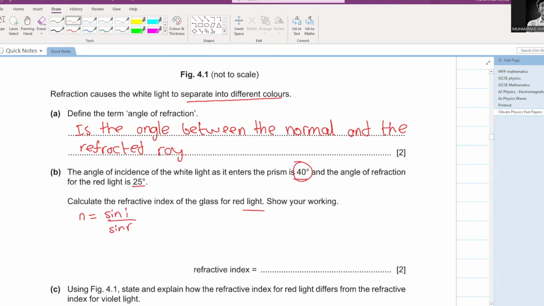I is 40 degrees, r is 25 degrees. The refractive index will become sin 40 divided by sin 25. This gives you an answer of what? Put this in the calculator. The refractive index comes out to be 1.5. Perfect.